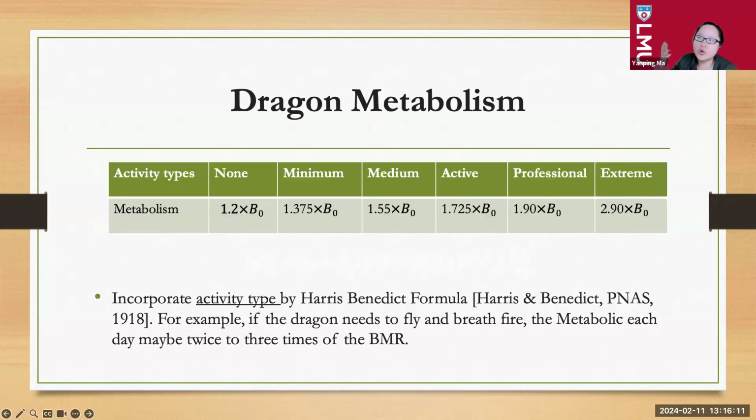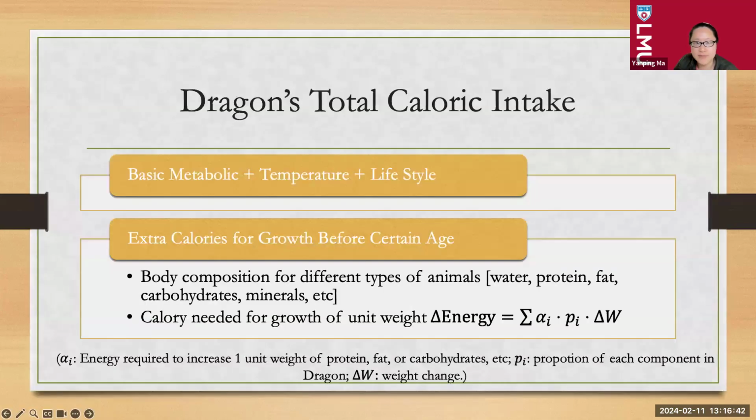So just a quick demonstration. If we have minimal activity, then the metabolism is, generally speaking, 1.375 times the B naught of the baseline. And for the professional athlete type, their metabolism is almost double the B naught. Anyway, it's a good idea to consider incorporating activity type in the model as well when we try to build the metabolism into the formulation.